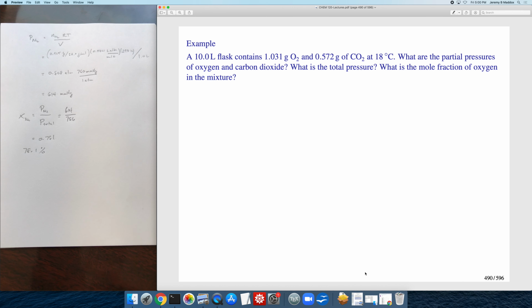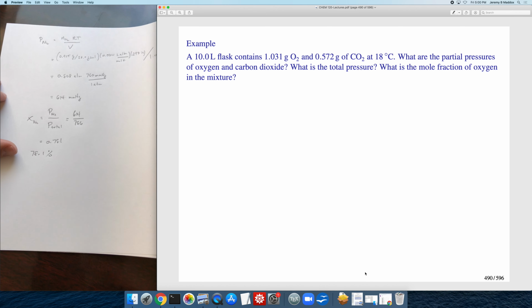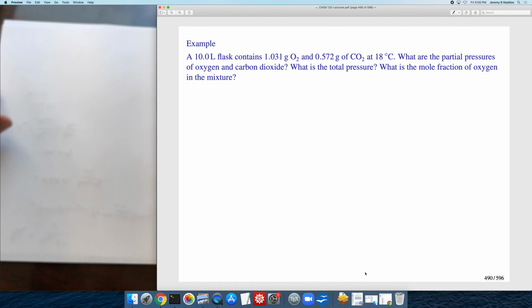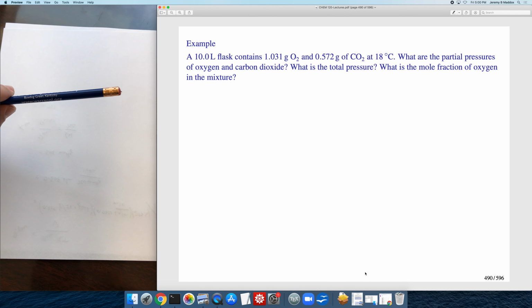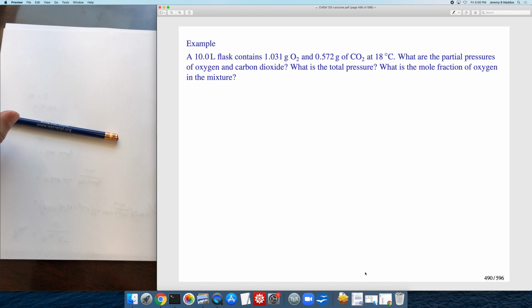Next up, we've got another gas mixture. This one consists of oxygen gas and CO2. So we have a certain volume, a 10-liter flask. It contains 1.031 grams of oxygen and 0.572 grams of CO2 at 18 degrees Celsius. What are the partial pressures of the oxygen and the carbon dioxide? What is the total pressure? What is the mole fraction of oxygen in the mixture? So they want us to calculate quite a bit.